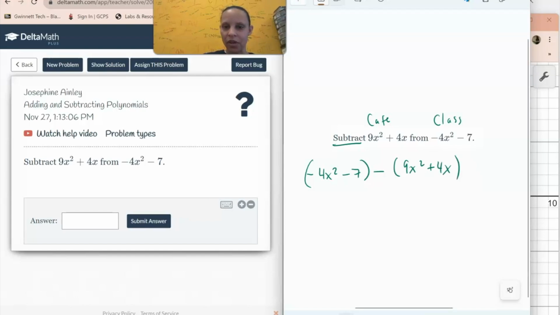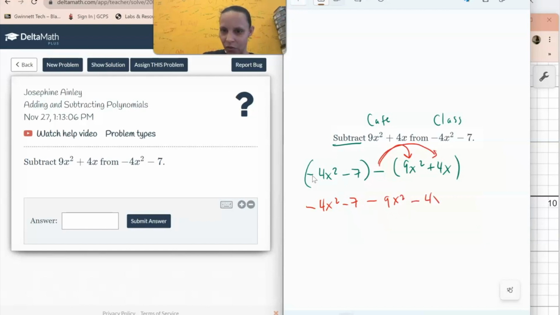All right, once you have that written out, you're going to go ahead and just distribute anything that's outside. There's nothing outside here, so this is just -4x squared minus 7. But right here, there's an invisible -1. So we're going to multiply that in, distribute it in. That's going to be negative times a positive, which is negative, 9x squared. And a negative times a positive is negative, so that's going to be -4x.